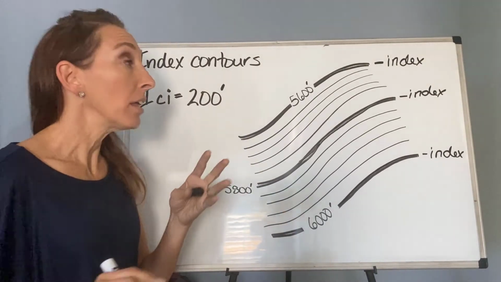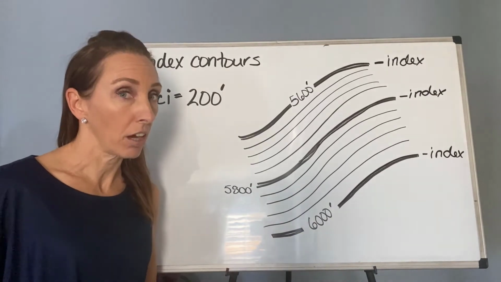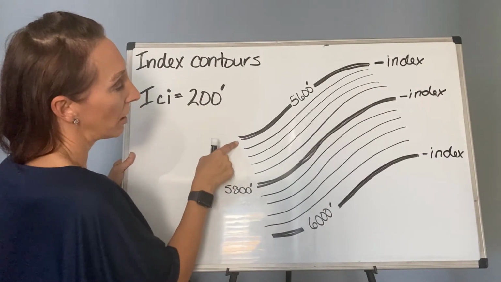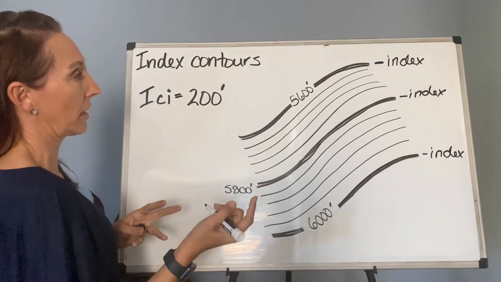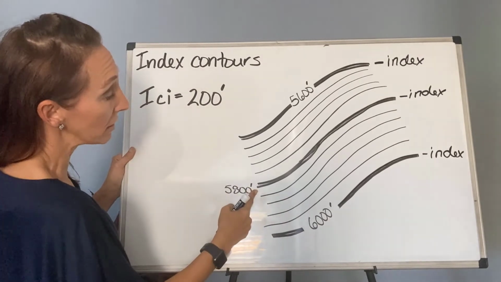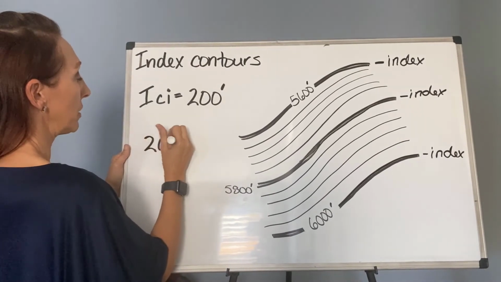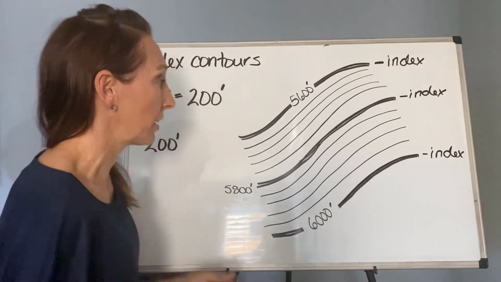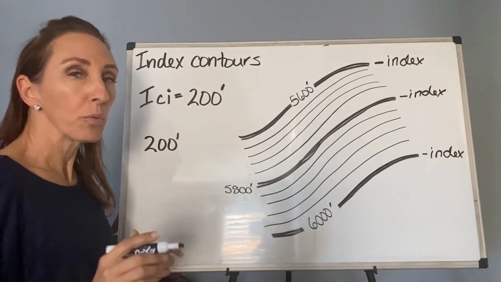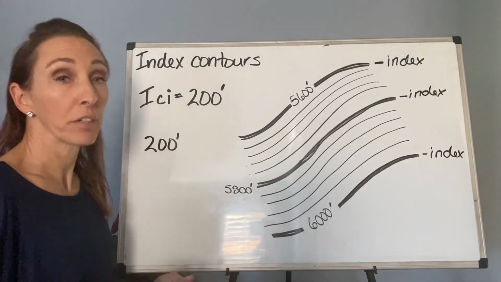All right, so now I'm going to try to figure out what the contour interval is, not the index contour interval, but the contour interval. So how much space is in between each of these lines? What does each one represent? What I would do is say, okay, I know there is 200 feet between 5,600 and 5,800, and I want to divide that by something. If I count this, there's 1, 2, 3, 4 lines. So it's tempting to divide it by 4 and get a contour interval of 50 feet.